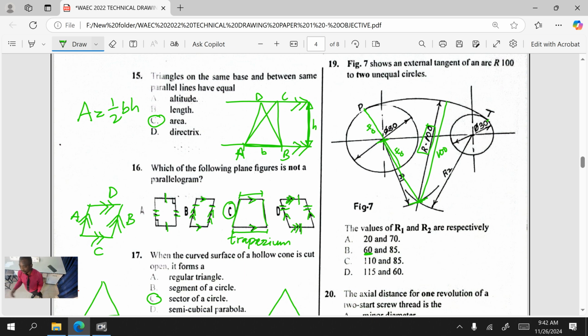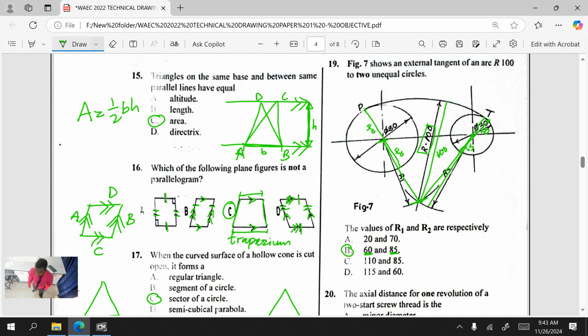Let's do the same for the smaller circle. Look at it. The smaller circle says it is 30. So let's split it: 15 and 15 on the other side. So if from here to this point is 100, the entire thing is 100. So from the center here to this point is R2. So take away 15 from 100. That is what? 85. So the answer to that will be what?